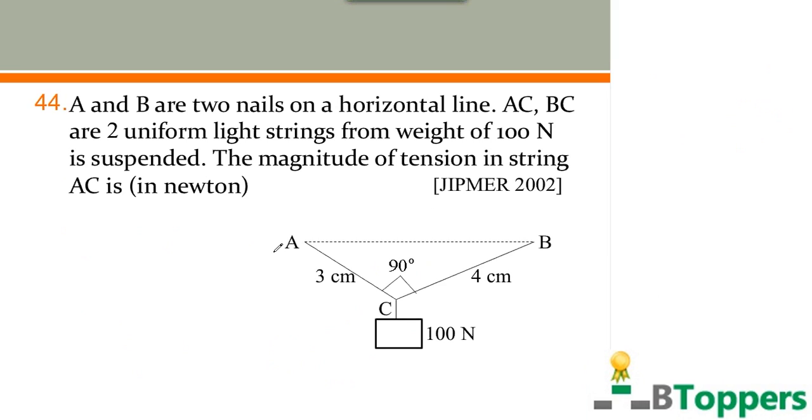See question number 44. A and B are two nails on a horizontal line. AC and BC are two uniform light strings from which a weight of 100 Newton is suspended. The magnitude of the tension in string AC is in Newton. So there are three tensional forces acting at this point C here. Let T1 denote the magnitude of the tension in the string AC.